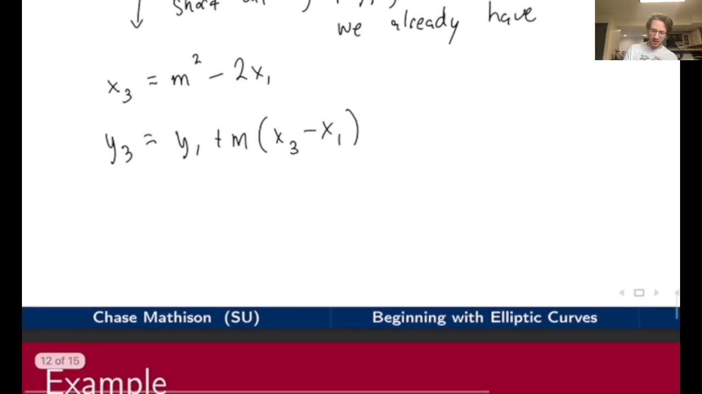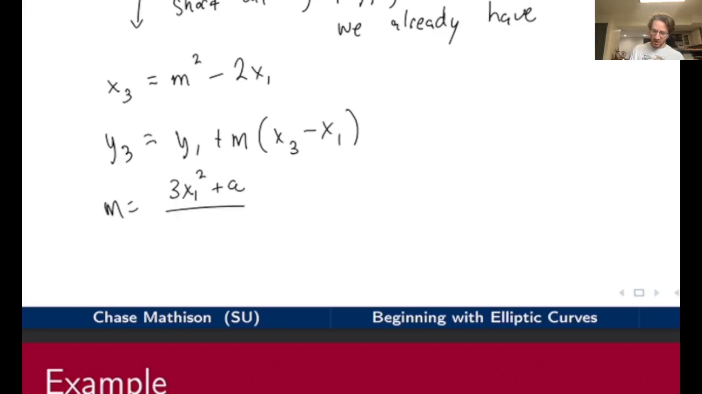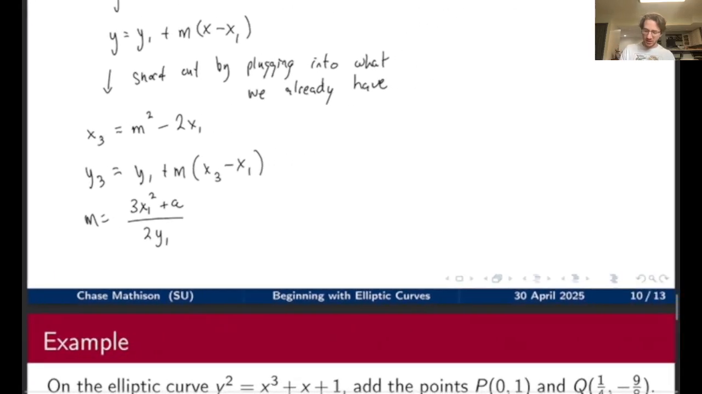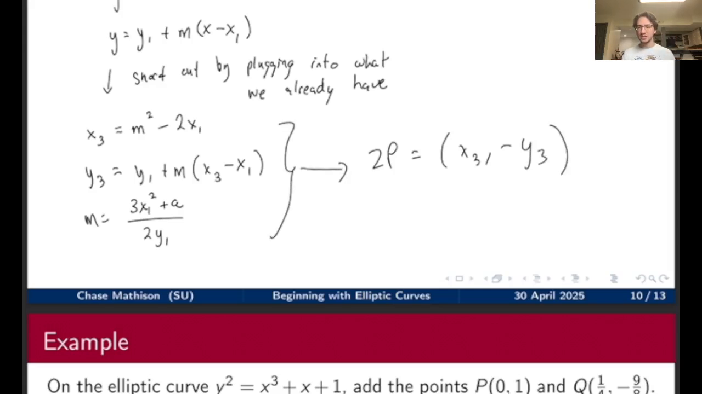Okay. And again, the really truly weird thing is that m is 3 x1 squared plus a over 2 y1. Okay. And then 2p is given by x3 comma minus y3. Okay, so we can do all of that to figure that out.